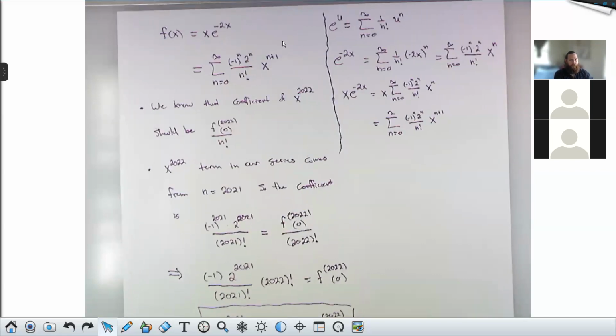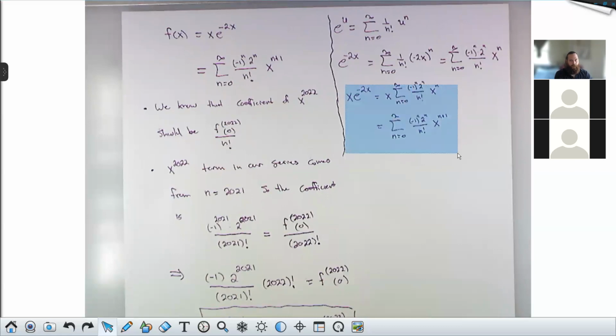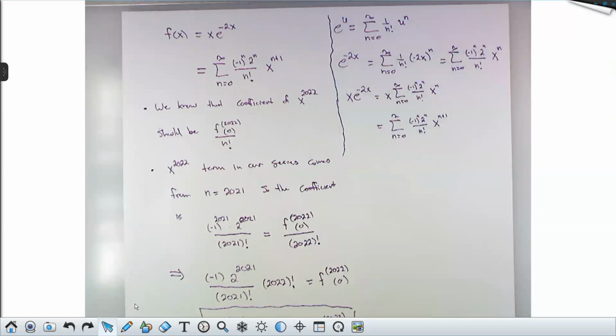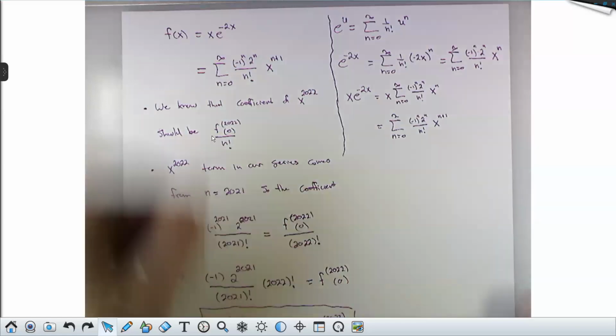Let's back up just a little bit. Any questions on how we got to our power series here? Any questions on the side work we began with? Any questions on where this first bullet point comes from? The statement that the coefficient of x to the 2022 in this series should be the 2022nd derivative at 0 over, oops, sorry, it should be over 2022 factorial.